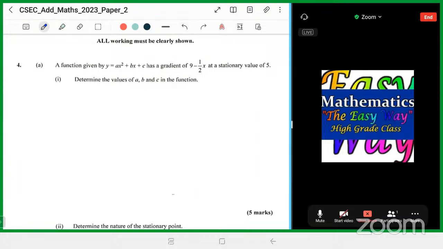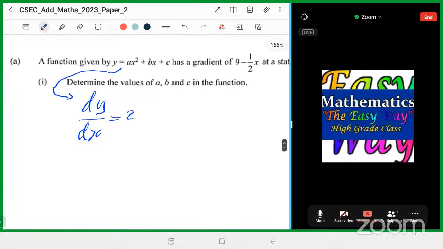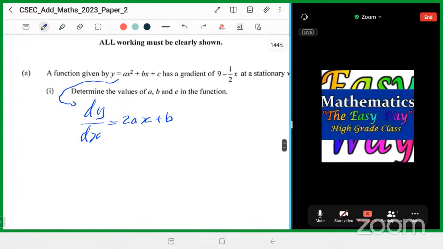Firstly, this is our dy by dx. Given this, they're telling us that dy by dx is this. So we have y equals ax squared plus, well, I'm just going to differentiate this, because I don't have a lot of space. From this expression, differentiate the ax squared, I'm going to get 2ax, differentiate the bx, I'm going to get plus b, differentiate the c is 0. But they're telling us that this actually is equal to this.